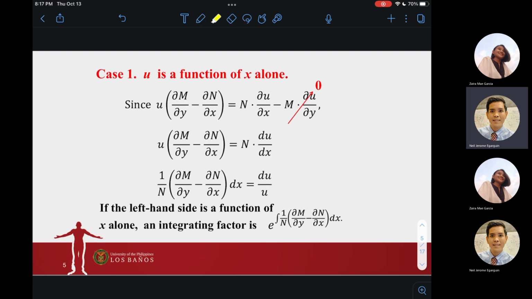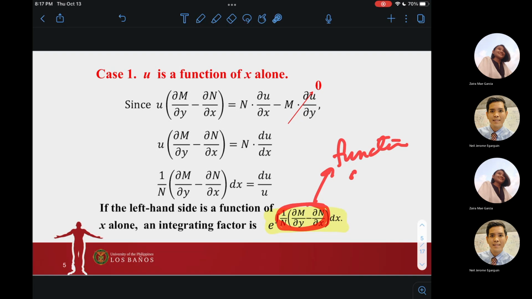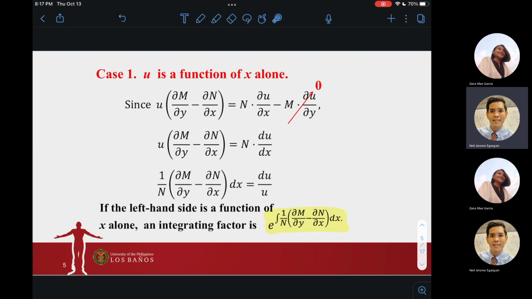That means our integrating factor u will be equal to this integral over here. Okay? Ito yung kaso kapag sure ka na si u ay function lamang ni x. So we need to take a look at this term. Itong expression na 'to, dapat itong expression na 'to is a function of x alone. Okay? So yung minus n sub x.